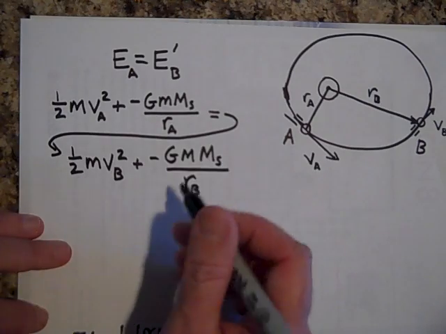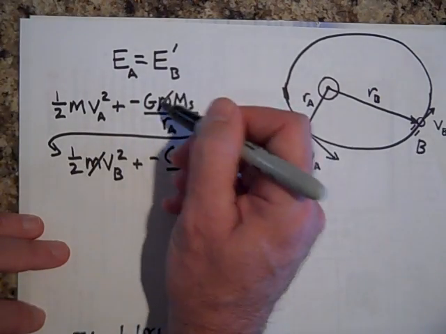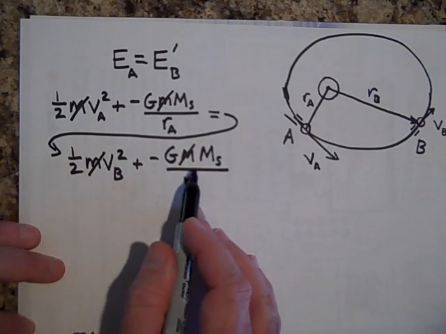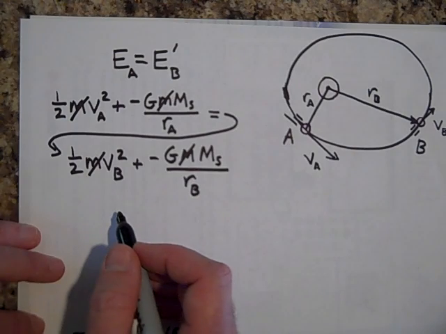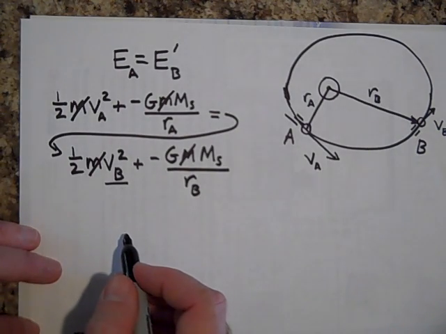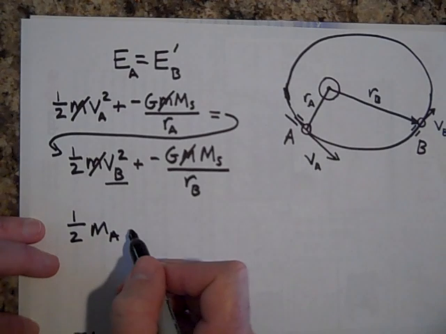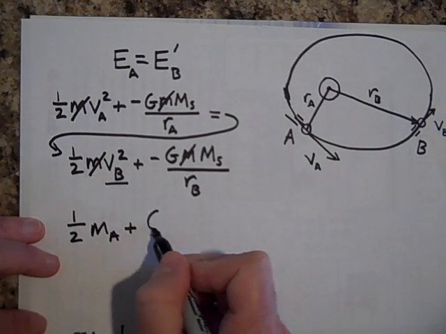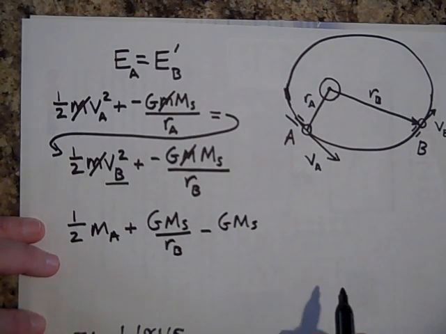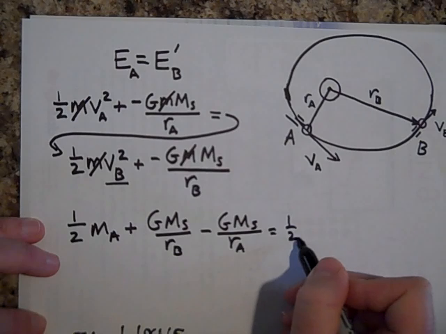And so you see that every term has the mass of the satellite, or the planet, in it, so I'm going to get rid of these. Then if you need to solve for, say, the velocity at B, you bring this term over to the other side. Let's say I'm solving for V_B. When this term goes on the other side, it's going to be positive. So 1/2 v_A squared plus G mass of the sun over r_B minus G mass of the sun over r_A is equal to 1/2 v_B squared.